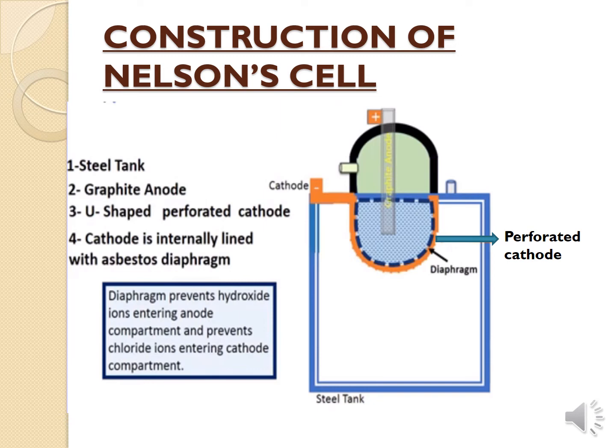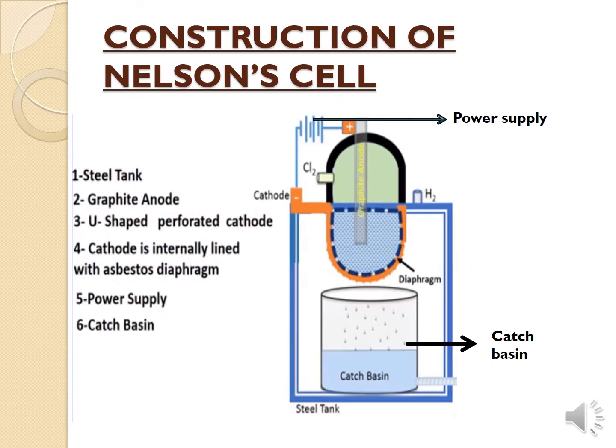This asbestos diaphragm is an impermeable material which prevents the hydroxide ions present in the solution from entering the anode compartment, and it prevents the chloride ions from entering the cathode compartment. Now the anode and cathode of this Nelson cell are attached to a power supply, and we have a catch basin in the electrolytic cell for collecting the sodium hydroxide formed in this cell.